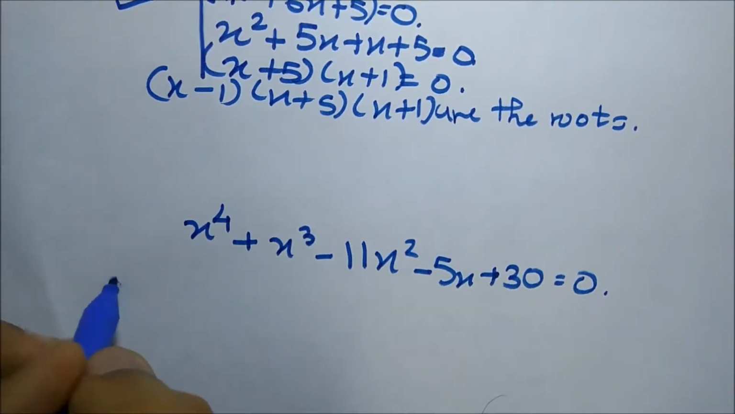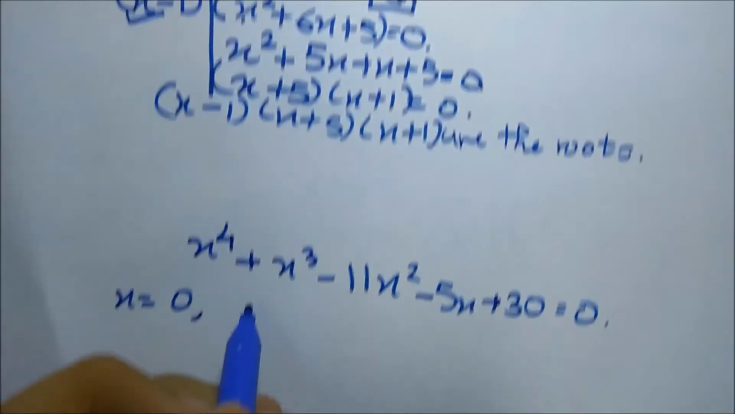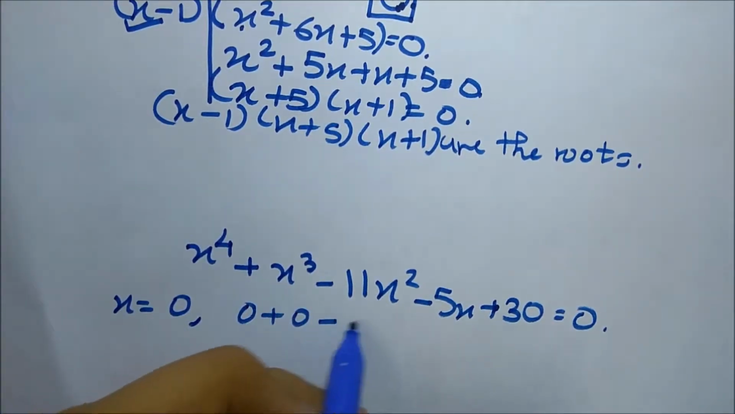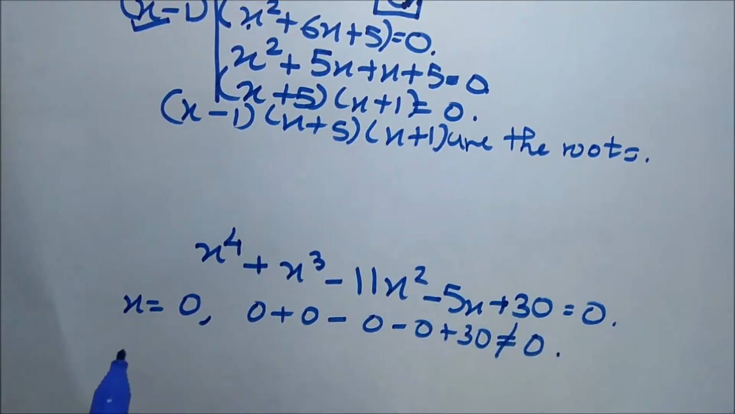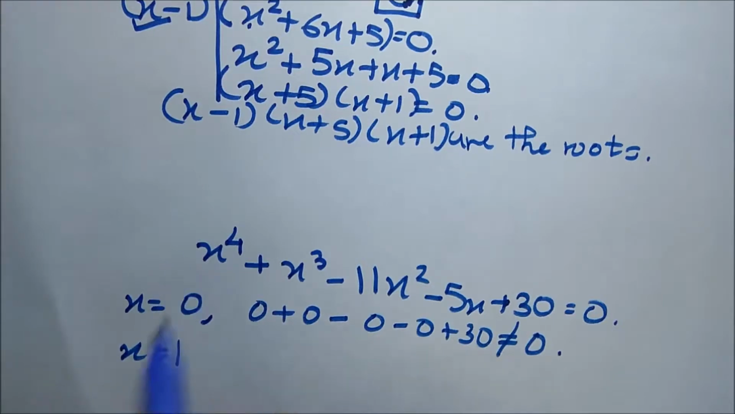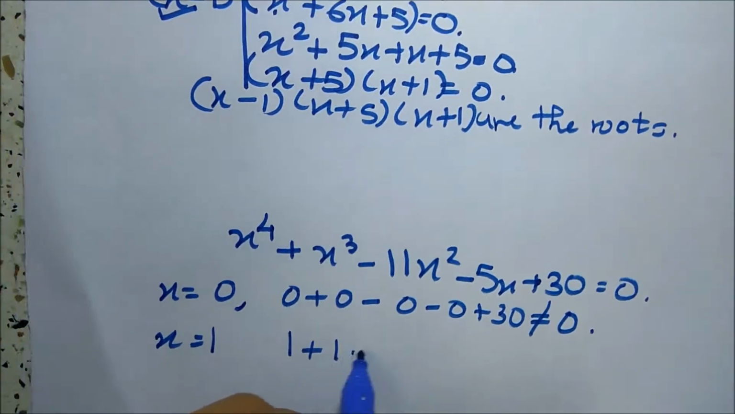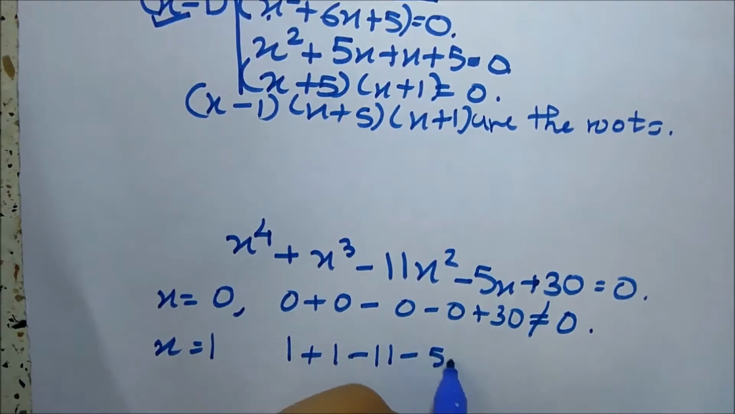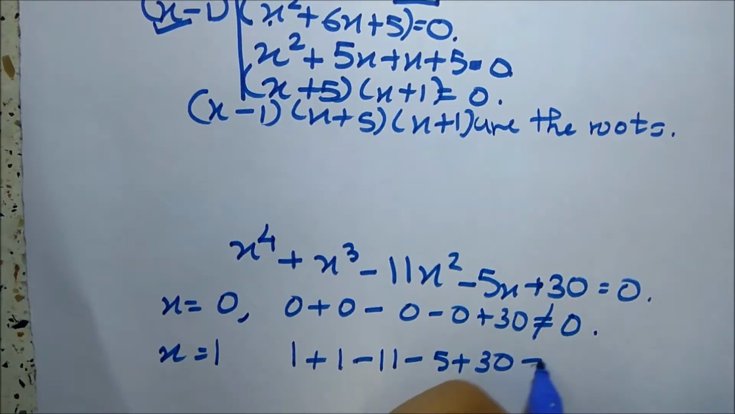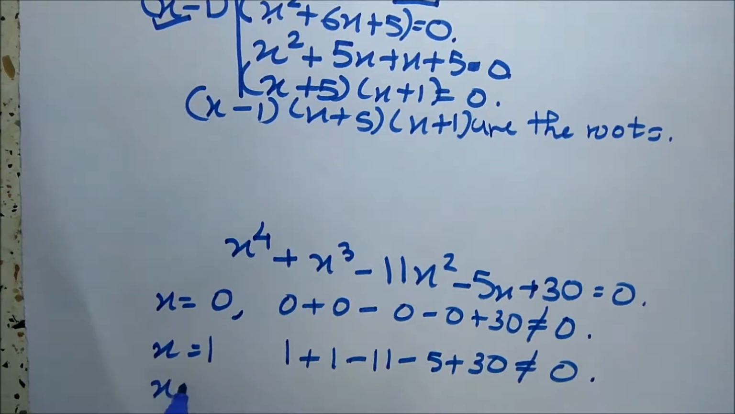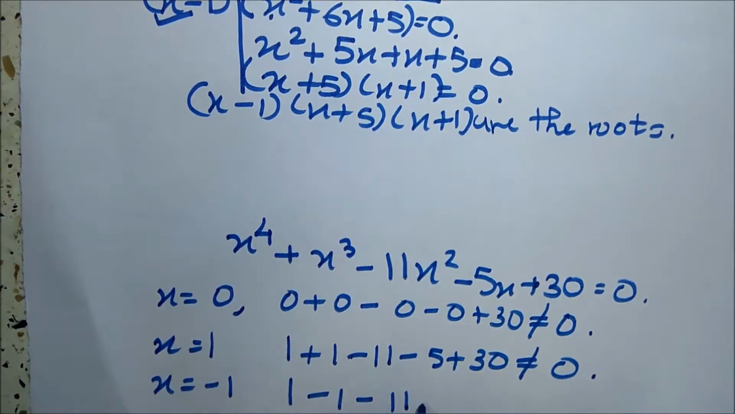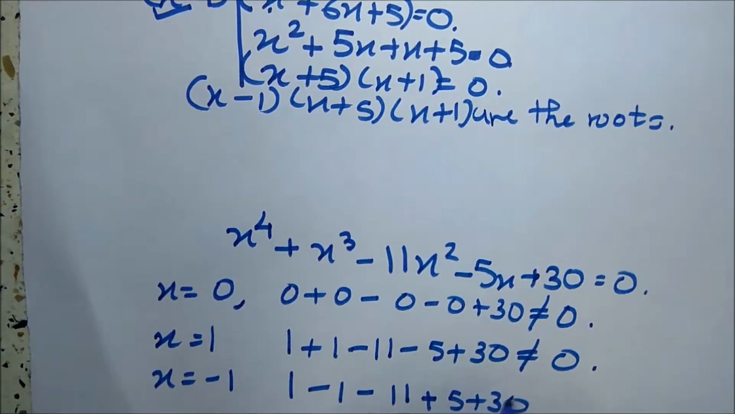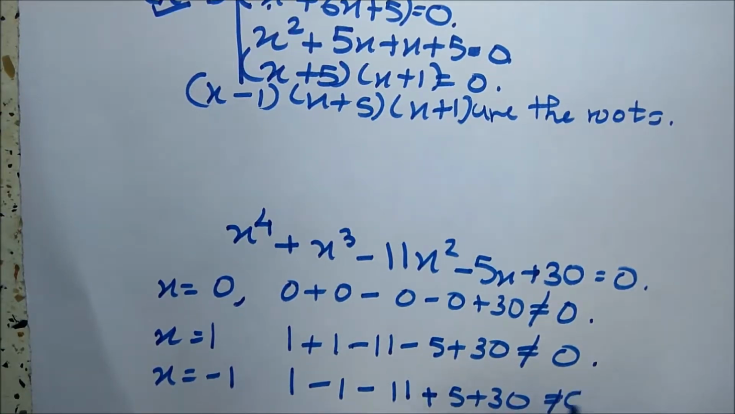Over here, if I put x equals 0, what will I get? 0 plus 0 minus 0 minus 0 plus 30, which is not equal to 0. If I put x equals 1, what will I get? 1 plus 1 minus 11 minus 5 plus 30. You can already make out that this number will never be equal to 0. If I put x equals minus 1, what will I get? 1 minus 1 minus 11 plus 5 plus 30, which will also not be equal to 0.